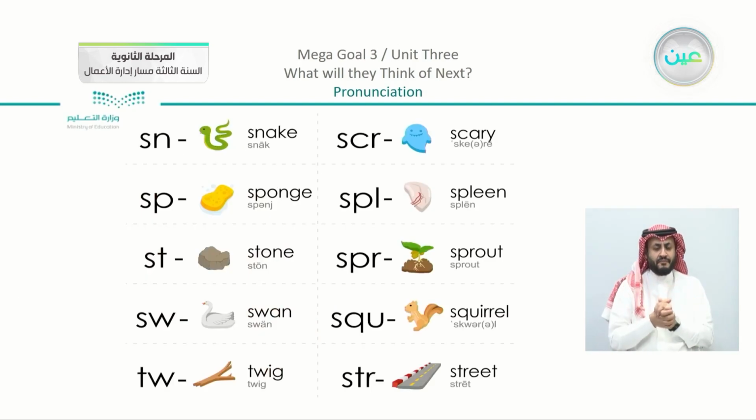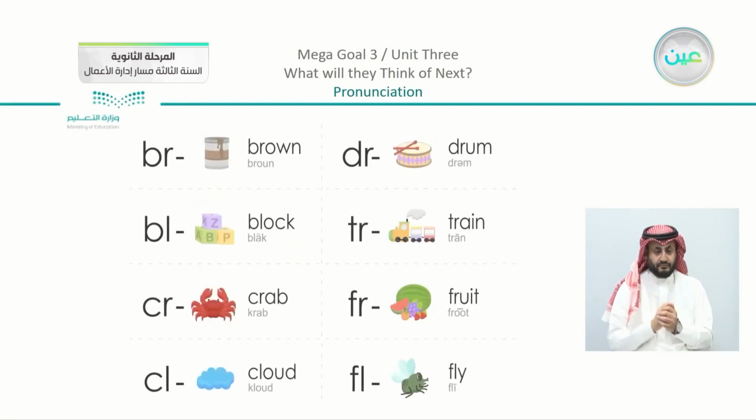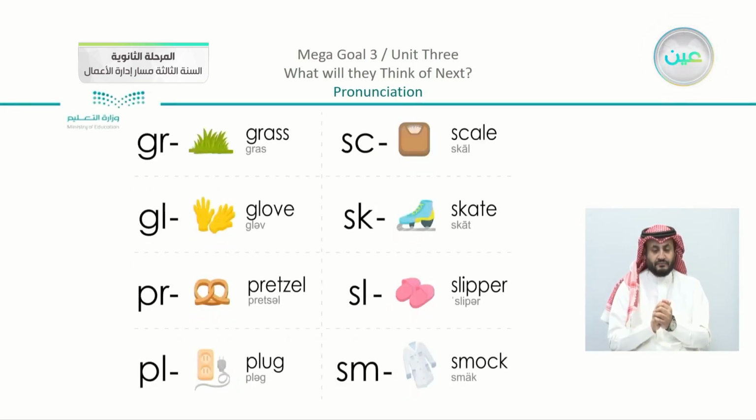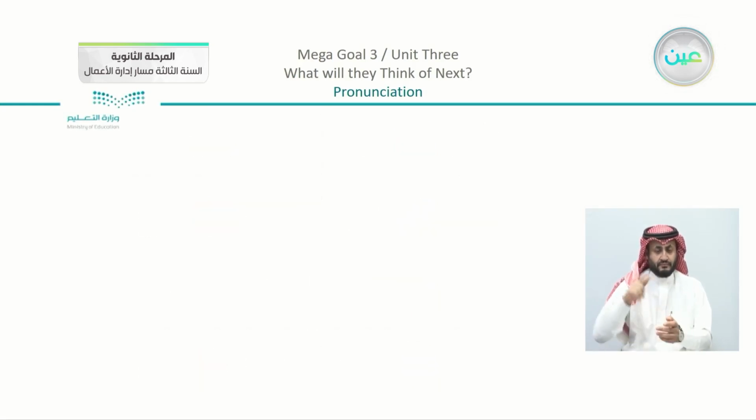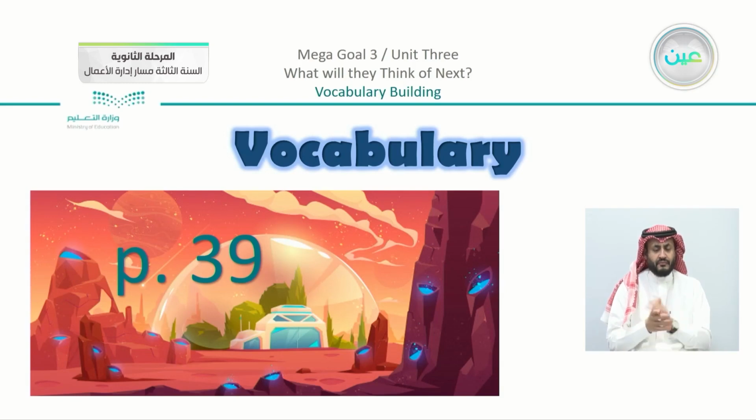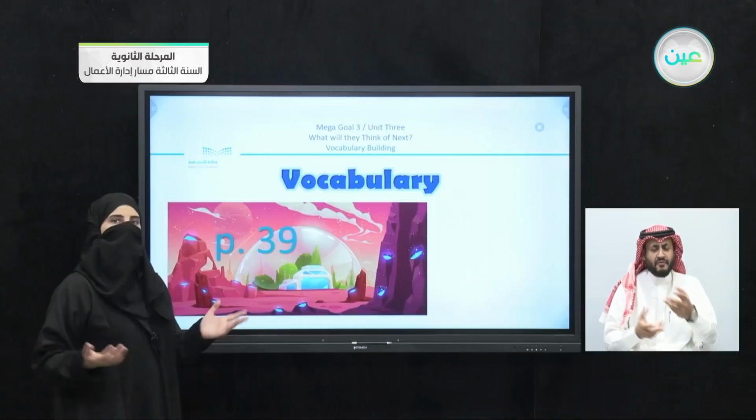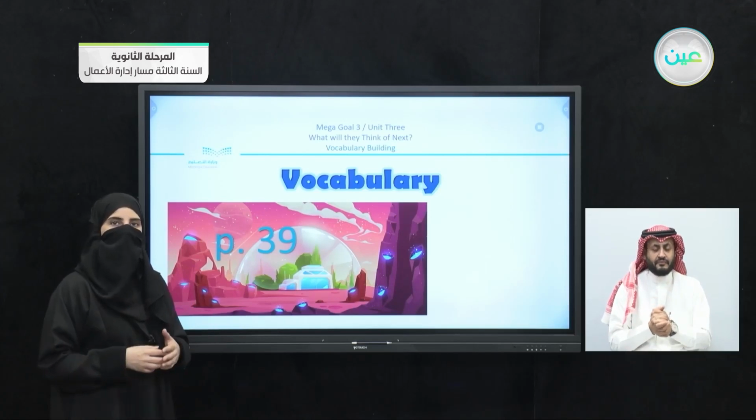Now, consonant clusters here, you can see that there are different examples. We can say, for example, straight, scary, or two letters like snake. We have also train, cloud. We have skate. We have also smock or plug. Now, these were all consonant clusters that we practiced pronouncing, and you may continue pronouncing them throughout your studying and also when you are talking in English in any place.